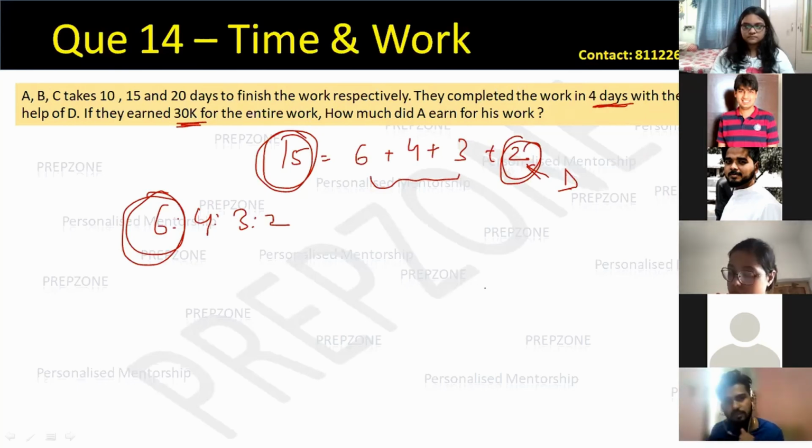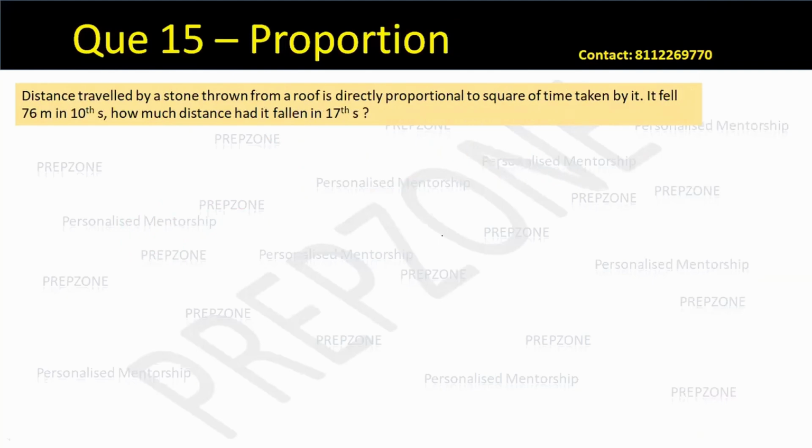Fairly easy, right? If this is easy, let's solve the next one. Let's try to pace up now. Sir, D is directly proportional to KT square. Correct. D is equals to KT square.